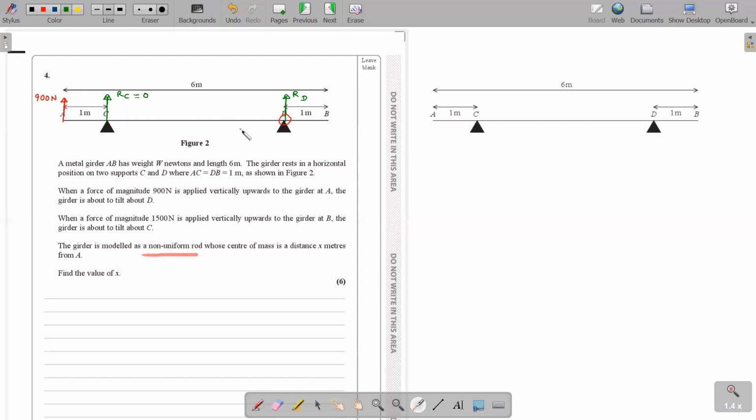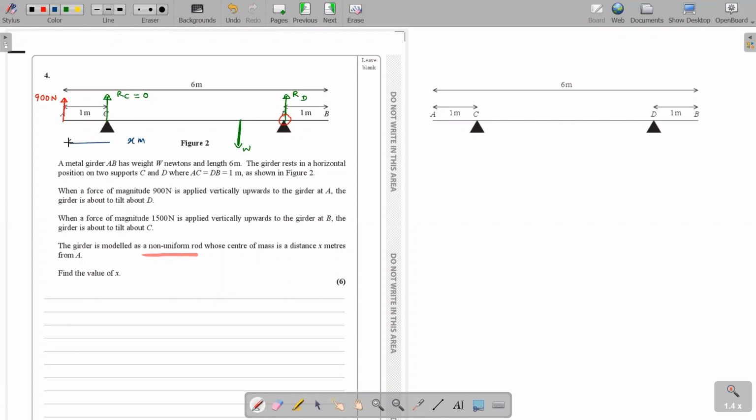And then I have to mark the weight. Weight is W newtons, and the distance from A is x. So I have to mark it as W newtons. It's non-uniform, okay? Weight W newtons at a distance of x meters.